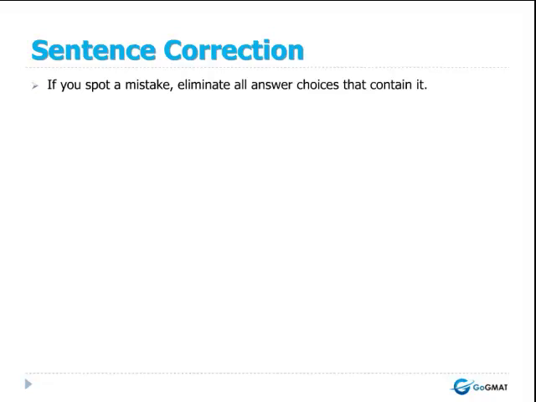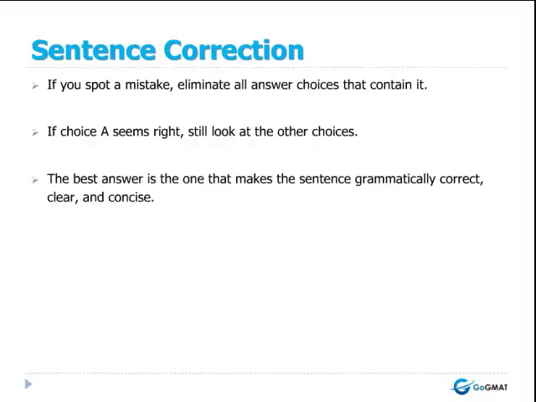If you don't see any mistakes in the original sentence, it is quite possible that it is correct and the answer is choice A. Nevertheless, it is a good idea to look at the answer choices in case one of them conveys the same idea more clearly and concisely. Remember, the best answer is the one that makes the sentence grammatically correct, clear, and concise.